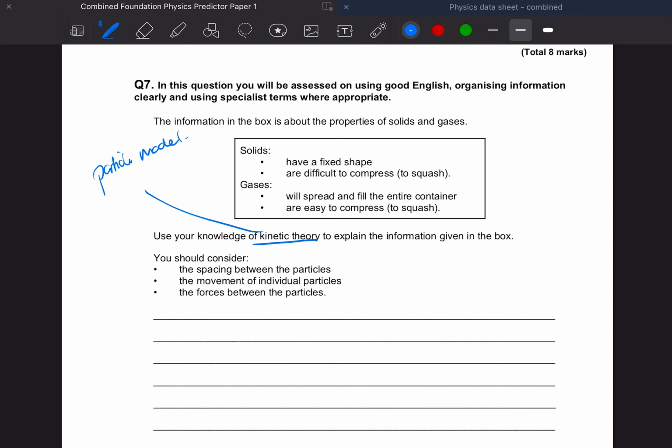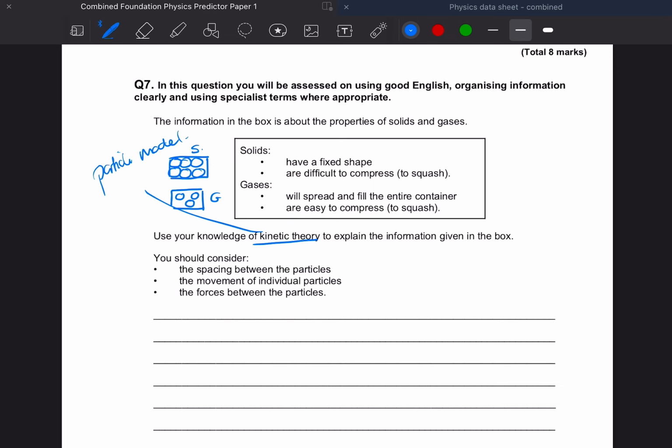So a solid, in terms of the particle model, here's our solid. Bigger particles are always the best way to start. In a solid, all the particles are touching, arranged in a regular formation like that. So that's your solid. We're not asked about liquids, so don't start talking about liquids. We're asked about solids and gases. In gases, the particles are the same size, but they're spread out and they're not touching at all. So they spread out to fill their container.